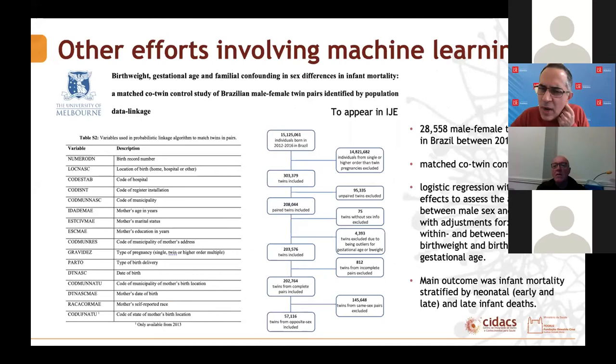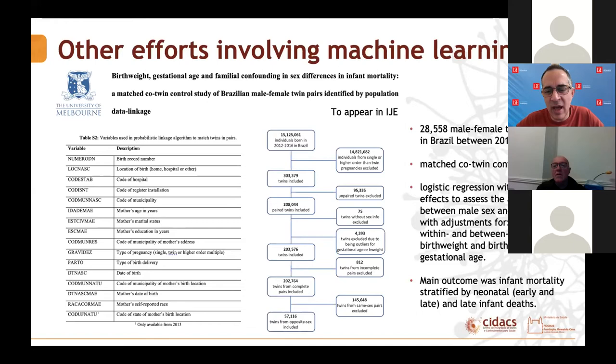We have this cooperation with the University of Melbourne, and we are investing in some linkage methods for twin pair analysis. This was a study we did in the last 2 years about twin pairs born in Brazil between 2012 and 2016, and this was for a co-twin control study approach, applying logistic regression and looking at some exposures and specific outcomes. And this is a paper which is about to be published in the International Journal of Epidemiology next month as well. This time we tried to use several variables for linking this data.